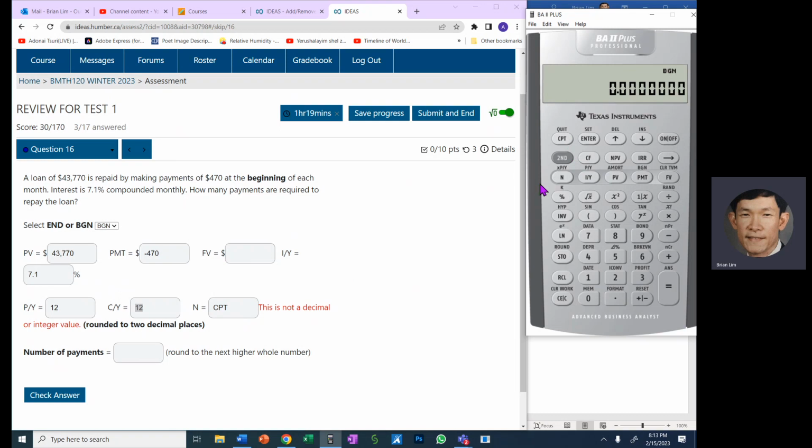Next is to find N. Well, we are computing N in this case. So we pass over N and we go to the interest rate of 7.1%. Now the present value is $43,770. So 43770 is the present value. And the payment is $470.